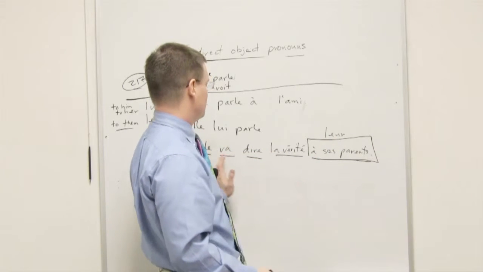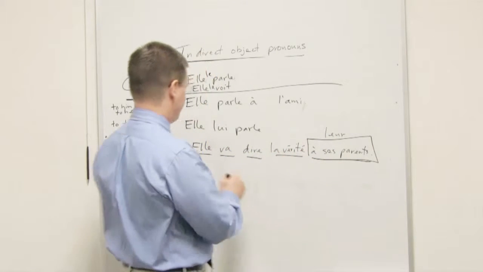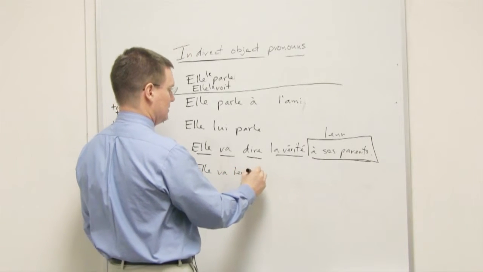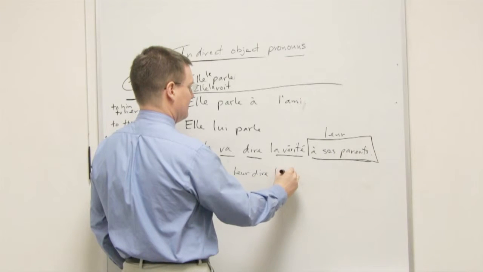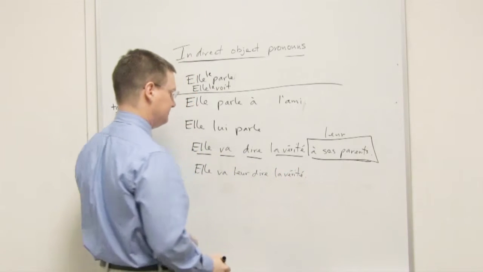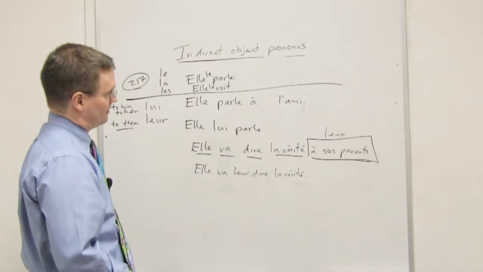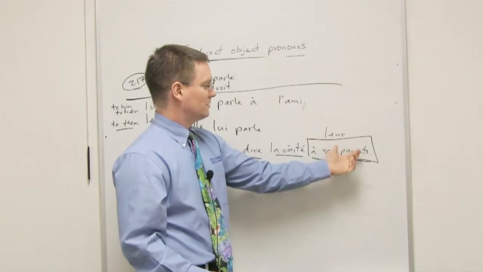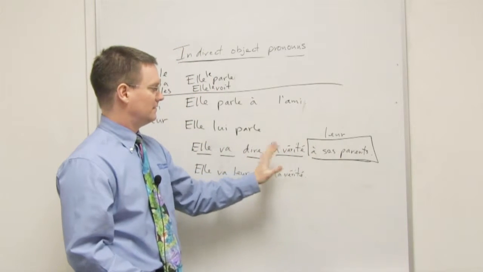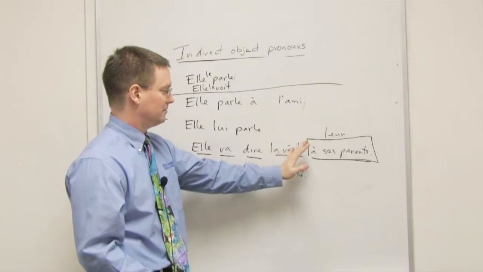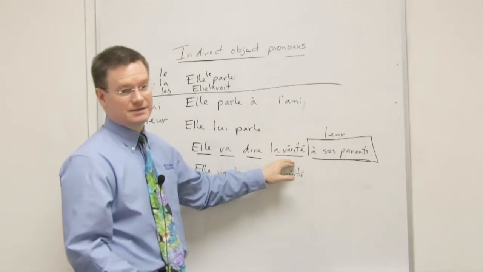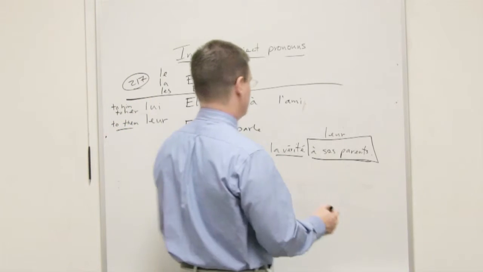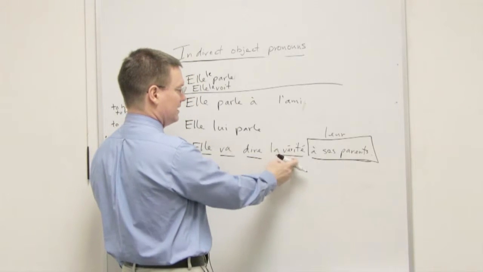So she wants to say she's going to tell the truth to them. You're going to say elle va leur dire la vérité. Okay? Interestingly, here you actually have two objects, a direct and an indirect, but we just want to replace the indirect here for instructional purposes. But you can actually just keep this and replace this as well. So for example, she's going to tell the truth to her parents. She's going to tell it, meaning the truth.